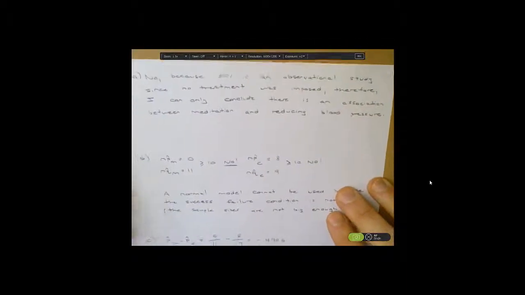Okay, in this question, we talked about this a little bit in class. In part A, it looks like it's an inference question, but as we dug a little bit deeper, we realized that it's specifically asking, can I draw this conclusion? So I'm looking at the difference between an observational study and an experiment. This is an observational study because no treatment was imposed, so no, I cannot conclude cause and effect. I could only conclude there was an association between meditation and reducing blood pressure.